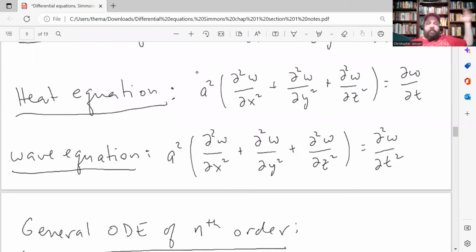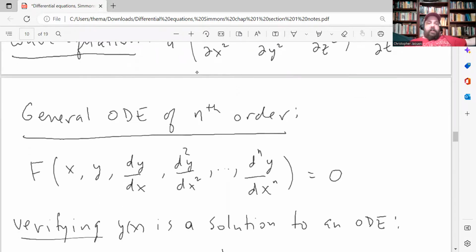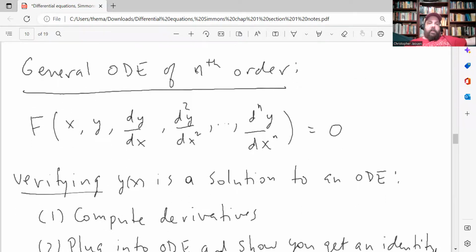He just gives an introduction to what differential equations are. Then 1.2 starts here, where he gives the form of a general nth order ordinary differential equation. So an ordinary differential equation of the nth order is some function of these n plus 2 variables: x, y, the first derivative of y with respect to x, second derivative of y with respect to x, and so on, all the way up to the nth derivative of y with respect to x, equals 0. Right, so that's the general form of an nth order ODE.